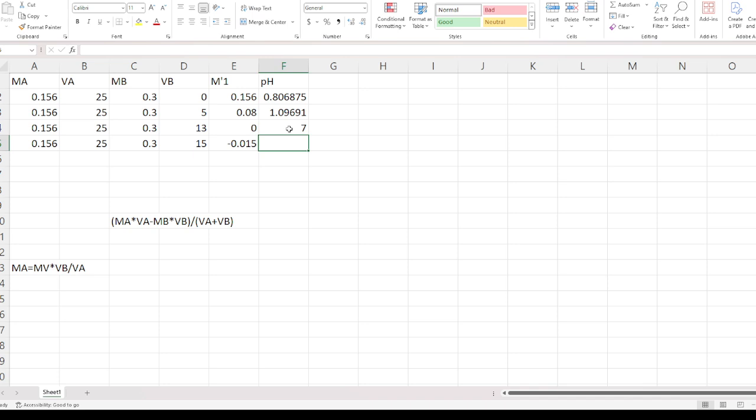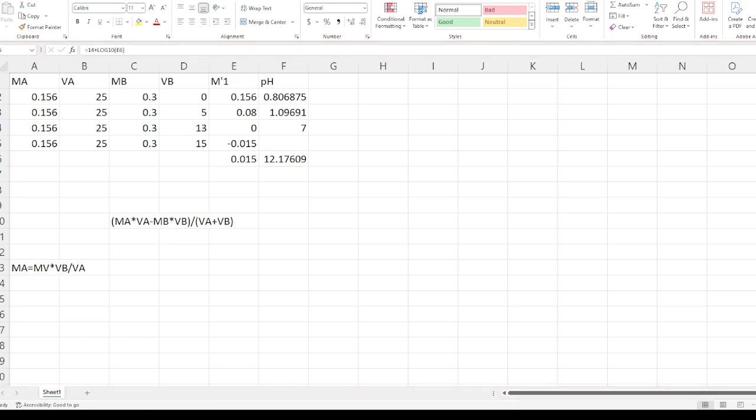This one, we want positive 0.015. Now remember, this is a base now, so it's no longer the negative log, it's 14 plus log base 10 of this value, because this is an OH minus. So it's jumped from 7 to 12.176, or 12.18.